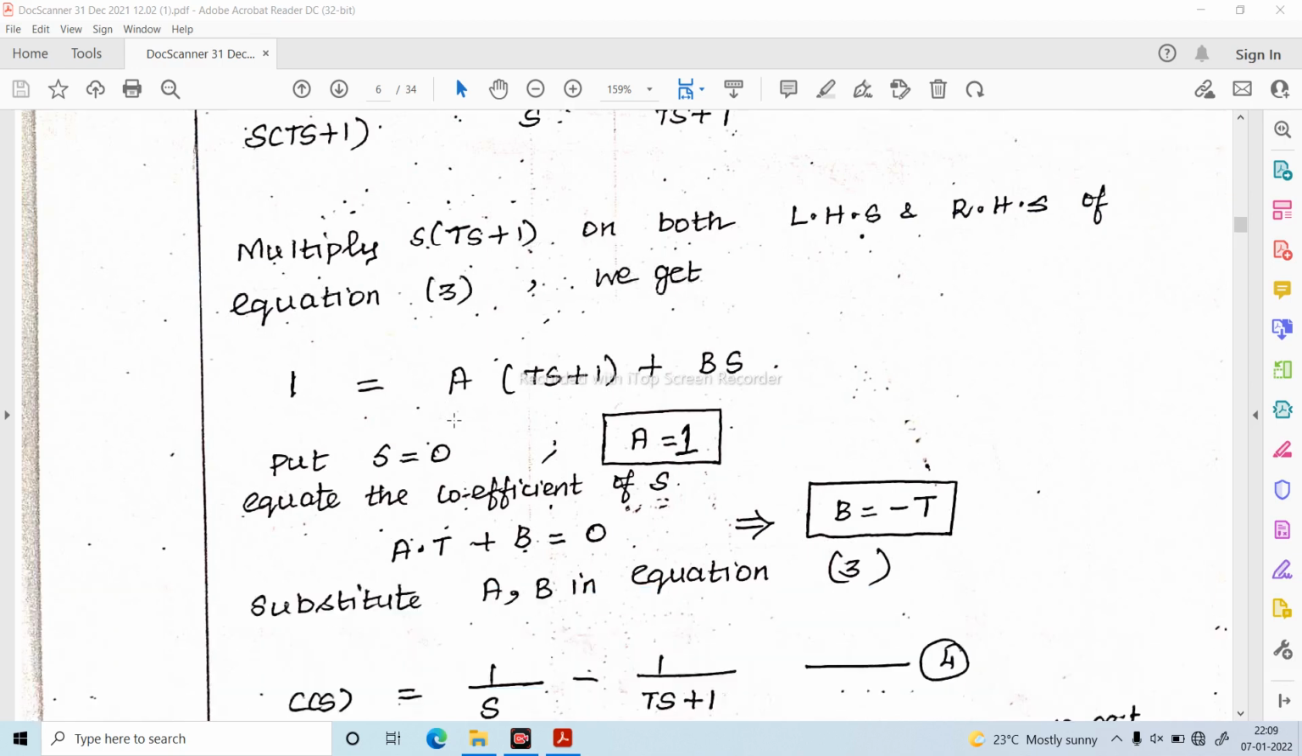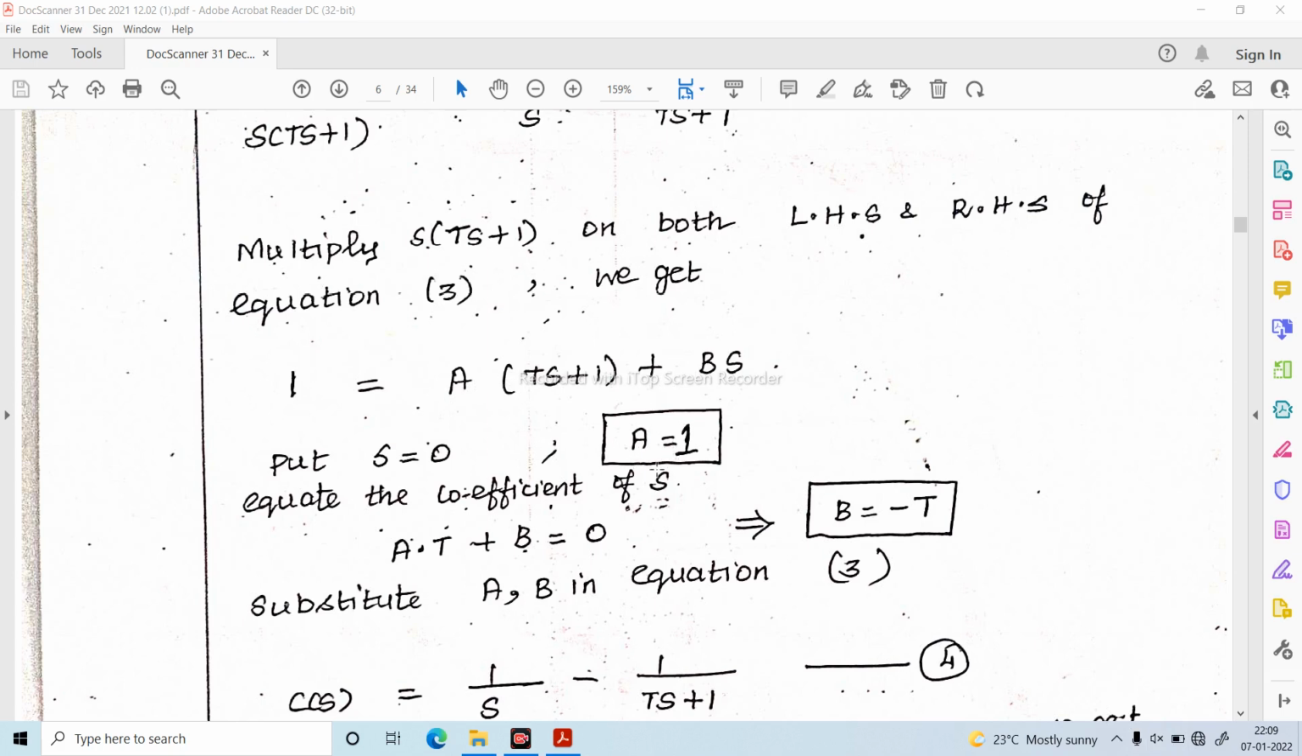First of all, I am going to find out the constants A and B. To find out the constant A, we have to put the value s is equal to 0. If I put s is equal to 0, the second term vanishes and the first term becomes A into T into 0 plus 1. So A is equal to 1.